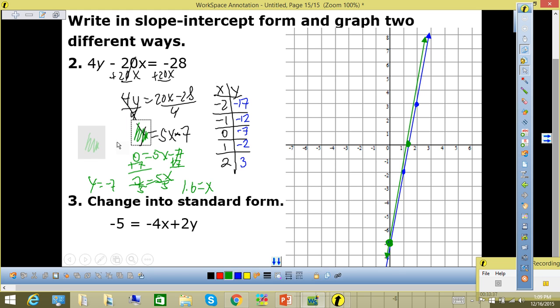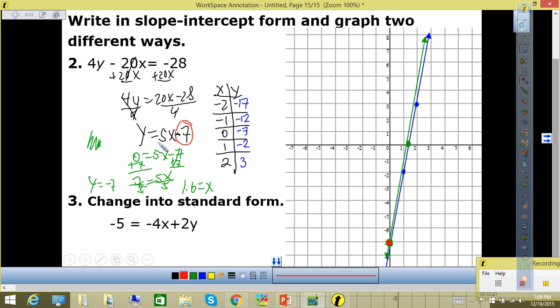Hold on, let's finish off. The last method: what is my y-intercept? Negative 7. What is my slope? 5 up, 1 to the right. So once again, 3 different graphs or 3 different methods.